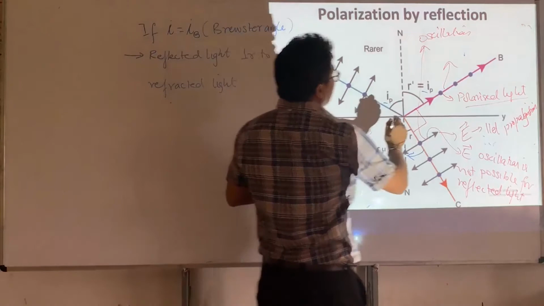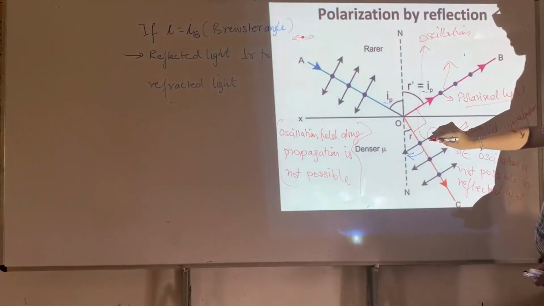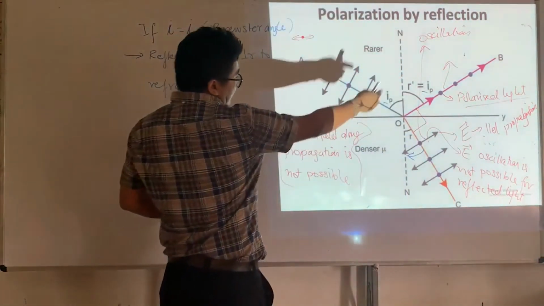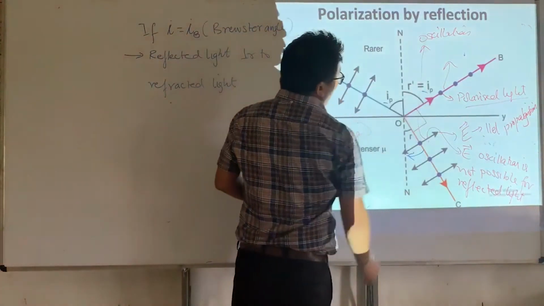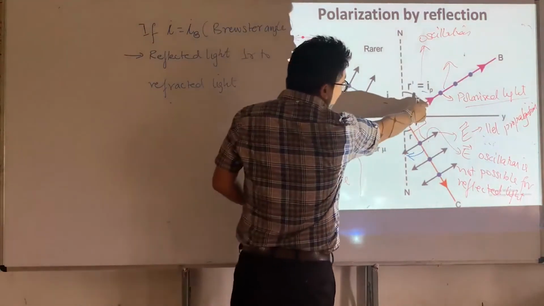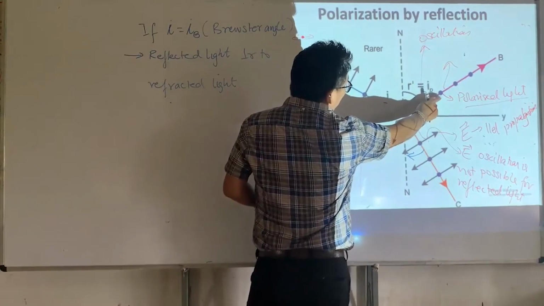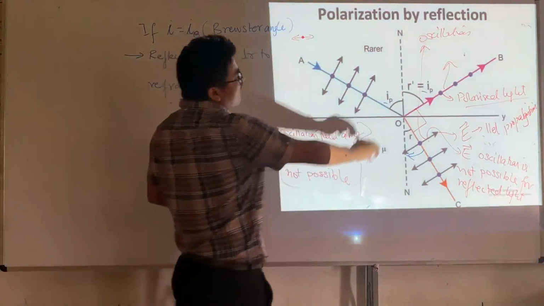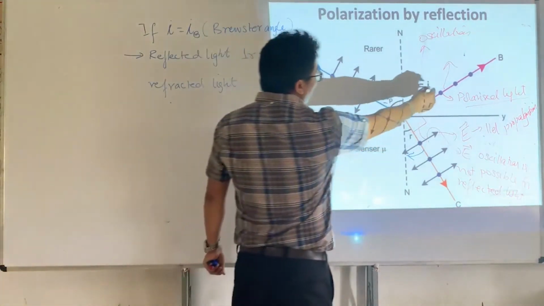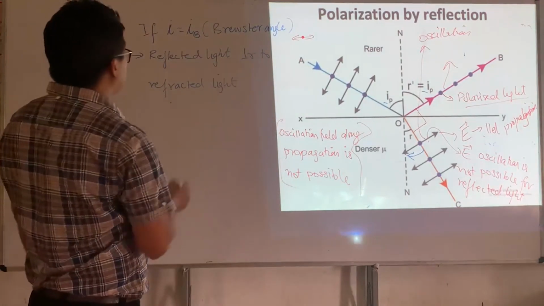So therefore, what I write here is, these oscillations, electric field oscillating in this plane, in this direction, are missing in this case. Why? Because this electric field oscillation is parallel to the propagation. Therefore, these oscillations are not possible in the reflected light. So it is what we call polarized light. All right. So this is polarized light.